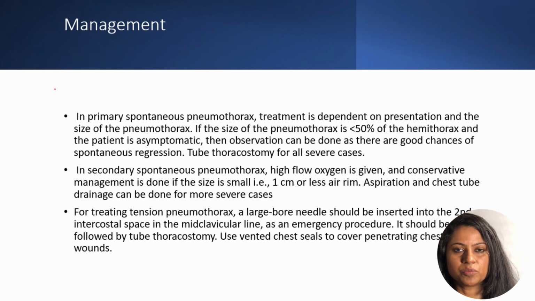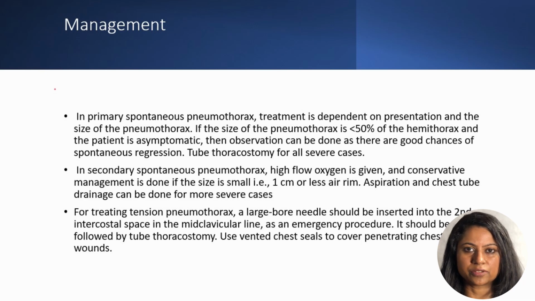For treating tension pneumothorax, a large bore needle is inserted into the second intercostal space in the mid-clavicular line as an emergency procedure. It should be followed by tube thoracostomy. A vented chest seal should be used to cover any penetrating chest wounds. All cases of pneumothorax should be followed up with serial chest X-rays.